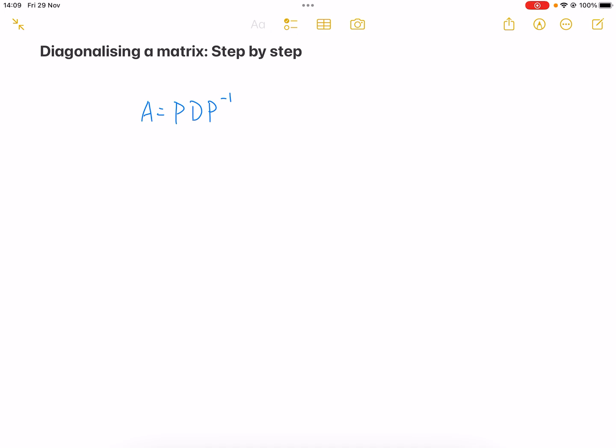Today we are tackling an important concept in linear algebra, diagonalization. I'll show you how to determine if a matrix is diagonalizable, and if it is, how to find P and D such that A equals P times D times P inverse. Let's now dive in.